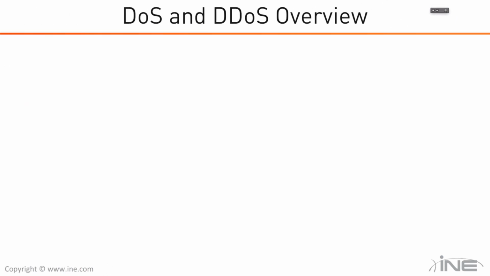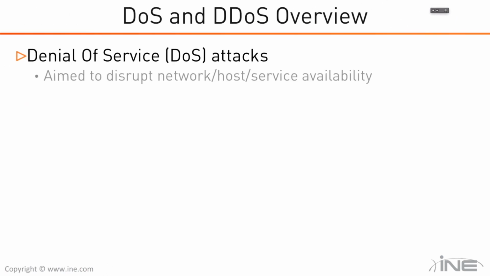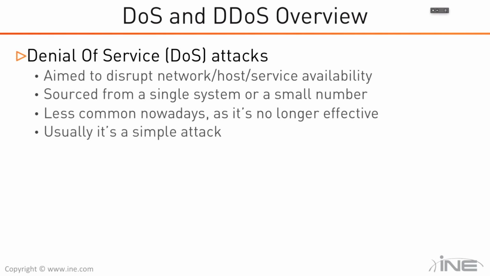So a denial of service attack was clearly the first variation, a long time ago. It's a simple attack aimed to disrupt network, host, or service availability. Usually the attacker is going to launch the attack from a single system or a very small number of sources. It's less common nowadays because it's no longer effective. We're going to speak a bit about those types of attacks, but we rarely see them live nowadays because it's very easy to stop this kind of attack.